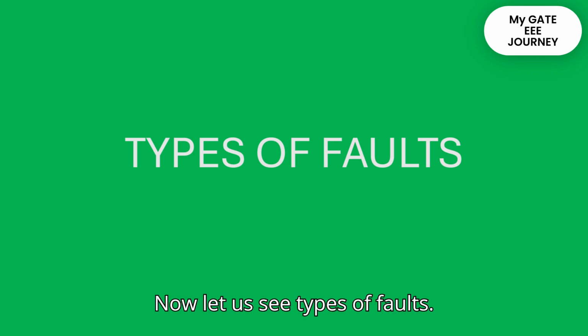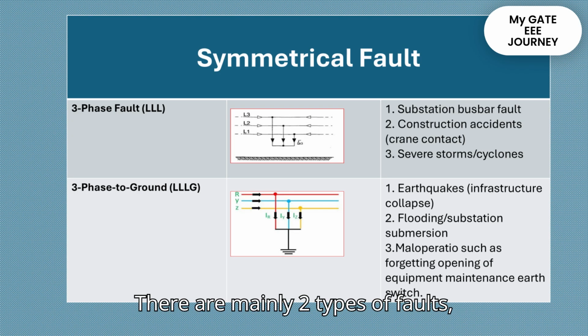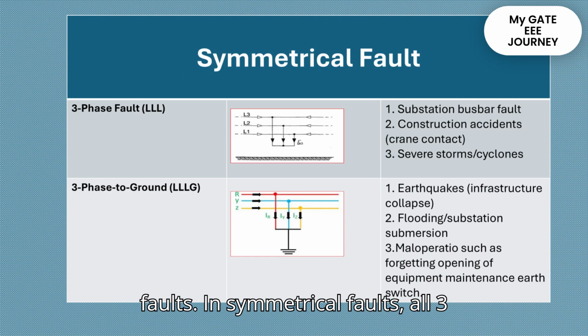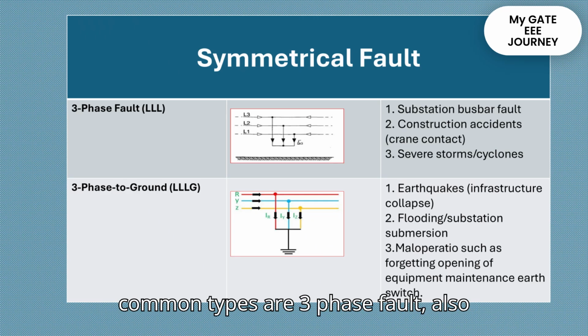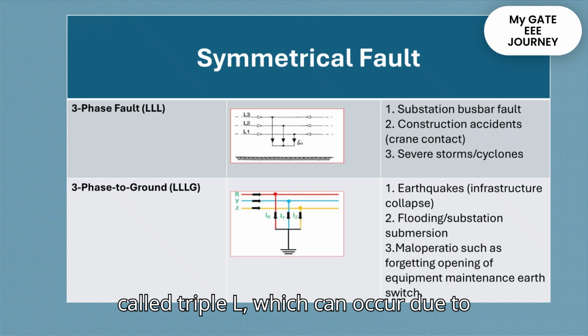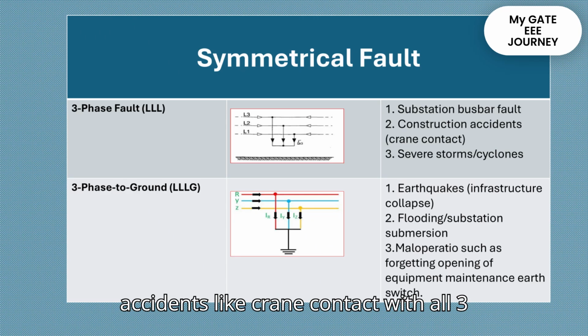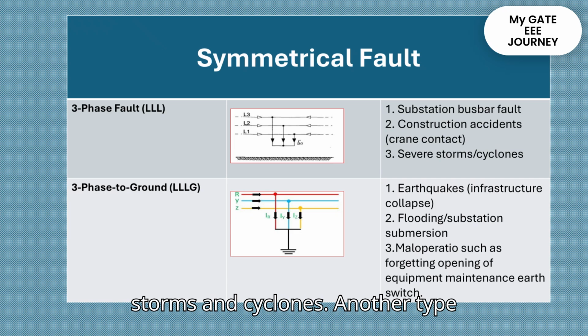Now let us see types of faults. There are mainly two types of faults, symmetrical faults and asymmetrical faults. In symmetrical faults, all three phases are involved equally. The most common types are three-phase fault, also called LLL, which can occur due to substation busbar faults, construction accidents like crane contact with all three-phase conductors, or severe storms and cyclones.